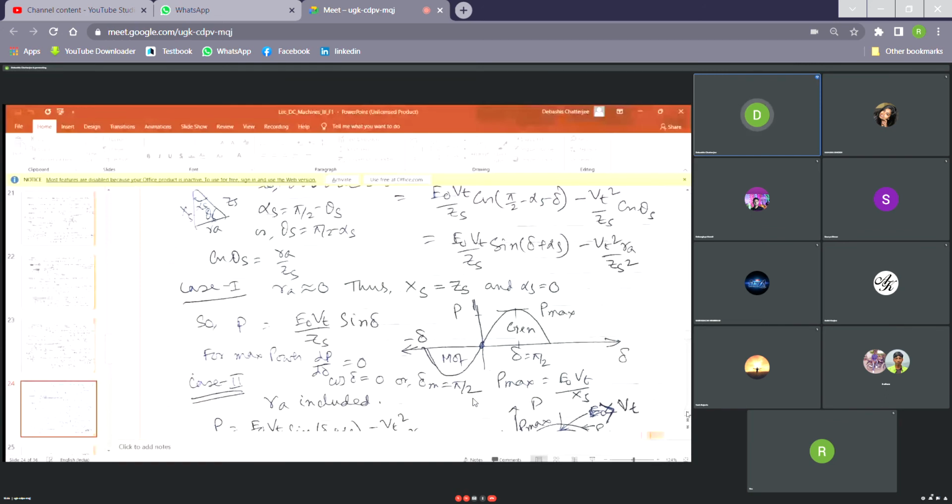Now for positive delta, you get the generating portion, and for negative delta, you get the motoring portion, right? And the maximum power you can get by calculating dP d delta equal to 0. So you get E0 Vt by Xs cos delta equal to 0. That happens at delta equal to pi by 2, because E0 Vt by Xs are finite values. Only at delta equal to pi by 2 will cos delta be 0. So you will get maximum power at delta equal to pi by 2, that is E0 Vt by Xs. This is the same derivation, and this is the same plot shown here.